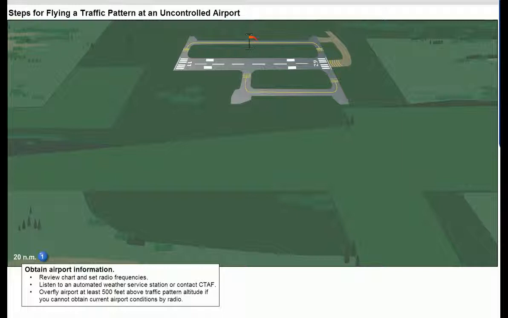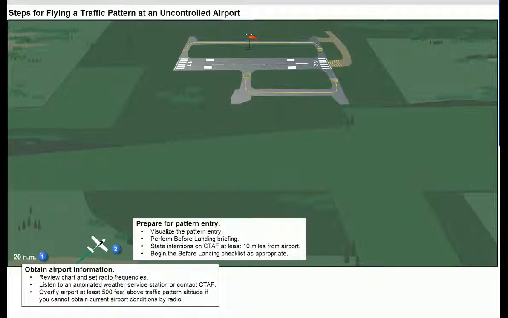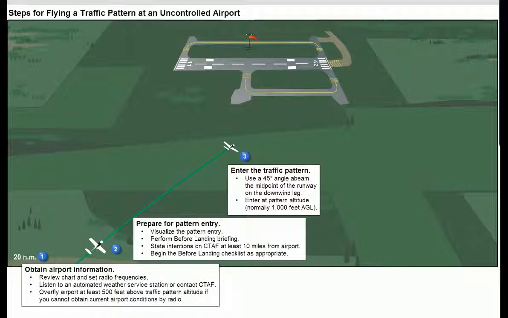After you have obtained airport information, the next step is to prepare for pattern entry. Visualize the pattern entry and perform the before landing briefing. State your intentions on the CTAF at least 10 miles from the airport, and begin the before landing checklist as appropriate. As you approach the airport with the runway in sight, enter the traffic pattern.